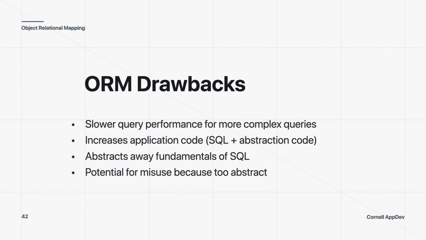And it could potentially be too abstract and you could forget about optimizing things. So, these are all quote-unquote drawbacks, but they're very tiny in the grand scheme of things. So if you want to build a scalable backend, I think ORM is the way to go. And all right, that concludes our Lecture 4 video.